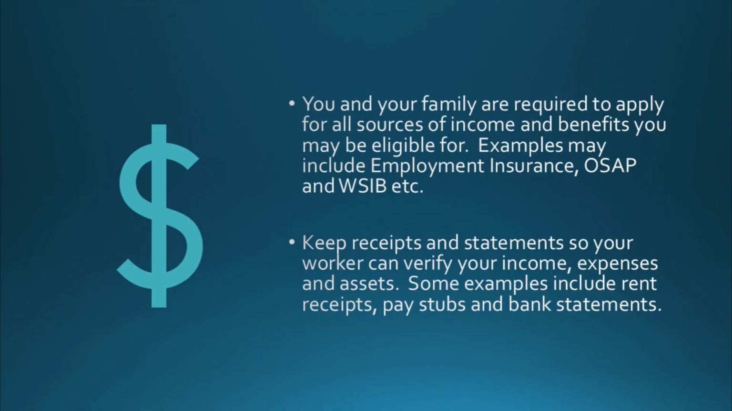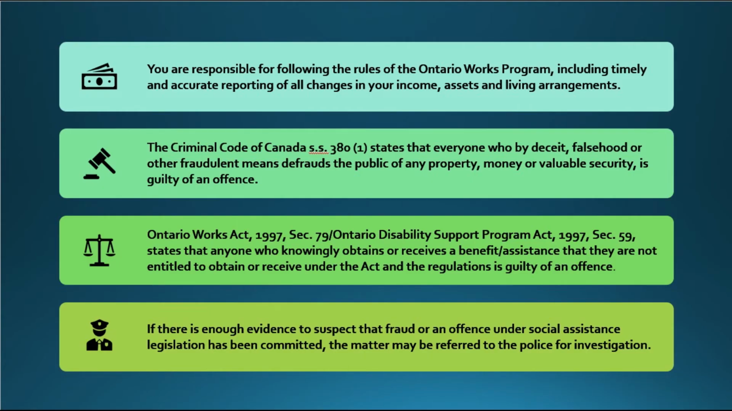You and your family are required to apply for all sources of income and benefits you may be eligible for. Examples may include employment insurance, OSAP, and WSIB. Keep receipts and statements so your worker can verify your income, expenses, and assets. Some examples include rent receipts, pay stubs, and bank statements. You are responsible for following the rules of the Ontario Works program, including timely and accurate reporting of all changes in your income, assets, and living arrangements.